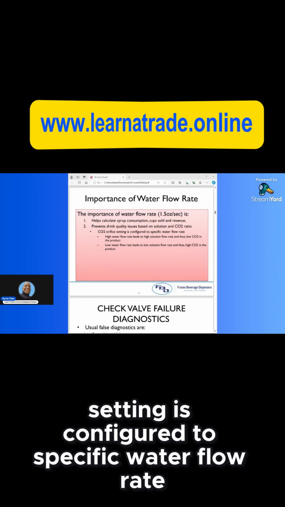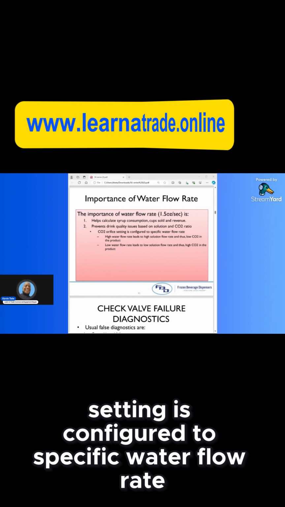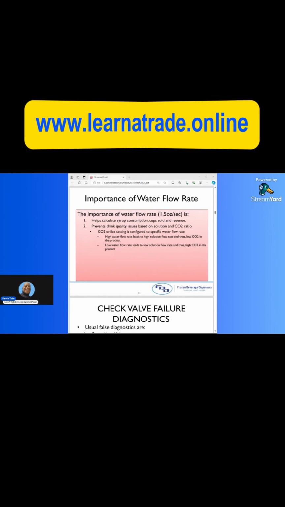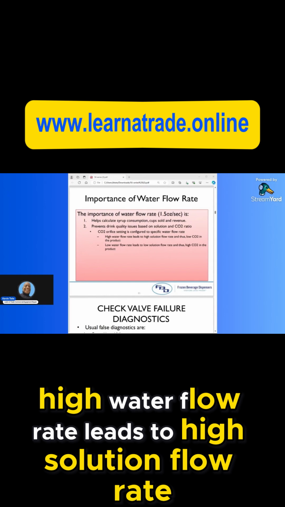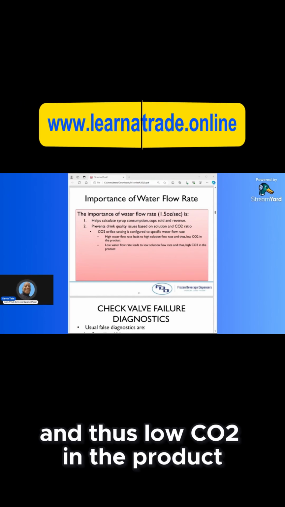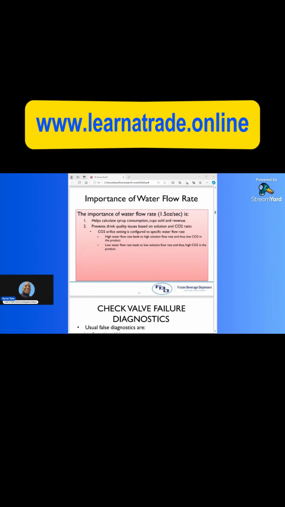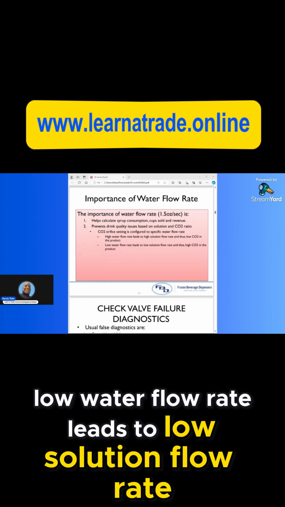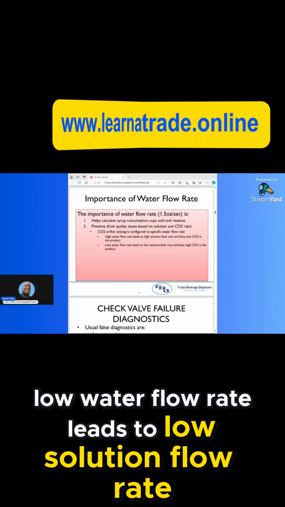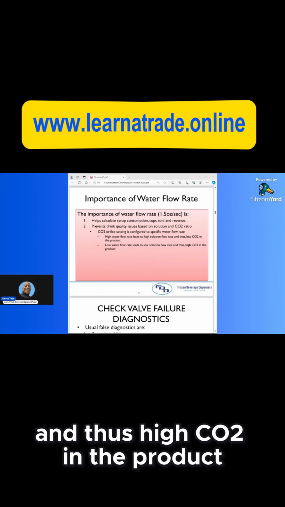CO2 orifice setting is configured to a specific water flow rate. High water flow rate leads to high solution flow rate, and thus low CO2 in the product. Low water flow rate leads to low solution flow rate, and thus high CO2 in the product.